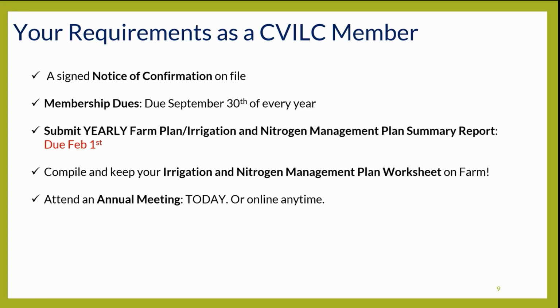So that's reporting on the year before. And then looking ahead, your INMP worksheet, so that's for now would be planning for 2025 crop year, that needs to stay on farm. So that is a requirement that is supposed to be on farm, completed by March 1st of each year. Keep in mind, it does not go to the coalition. We don't track it, but if regional board ever came to your property or your site, they would ask to see a copy of it. And then attend an annual meeting, which you are doing now. So good job.